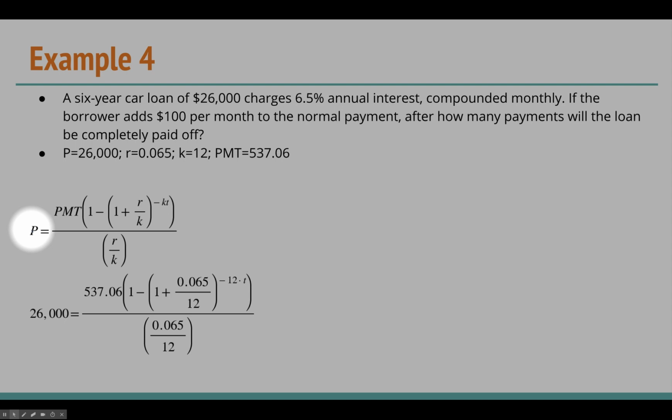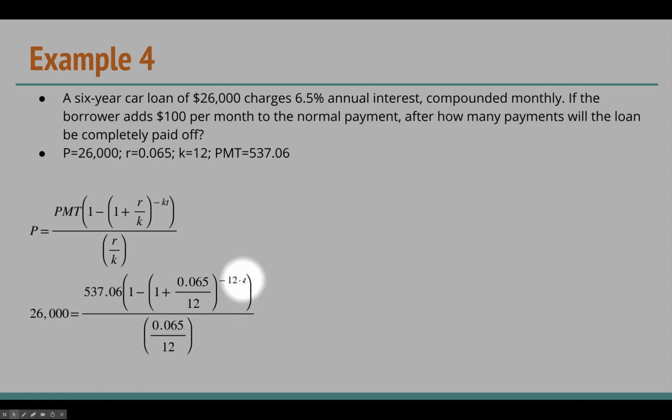It probably doesn't matter which version you use because remember the ultimate idea here is to solve for T, but at least this version puts the T up here in the numerator, which will make it a little bit easier to solve algebraically. So all of the other values for R and K and T are all the same with the exception that we don't know T. So we're going to leave that alone, but now we know the payment, and that's $537.06. So we fill in the payment, we fill in the loan balance of $26,000 over here on the left, we fill in the rate, and we fill in the value of K. And then we have to solve for T.